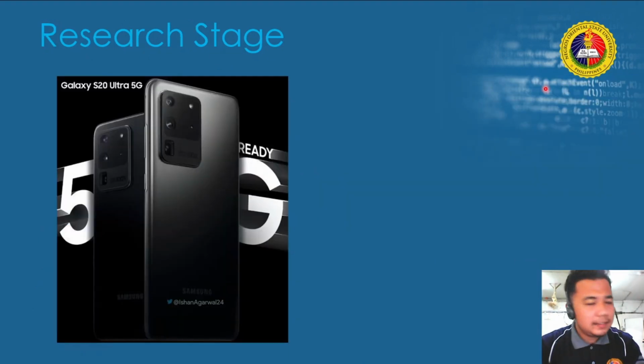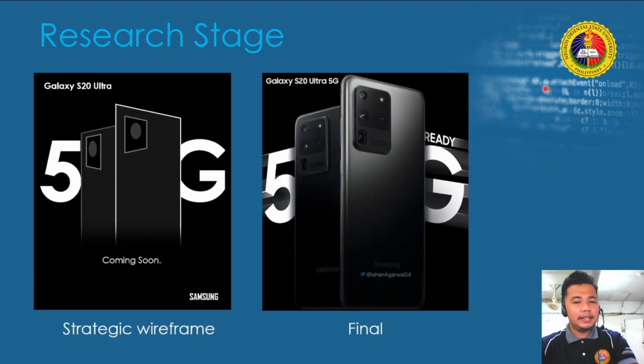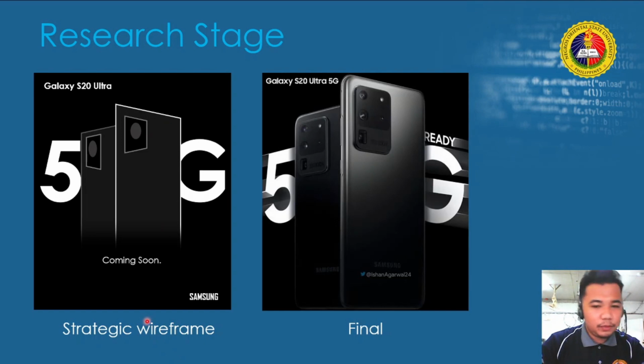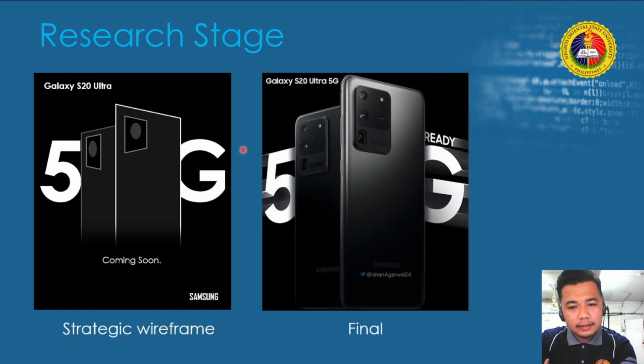All right, so this is going to be the final poster for the Samsung Galaxy S20 Ultra. As you can see, it is almost similar, or it is the actual rendered version of our wireframe a while ago. So let's try to compare both of them. Okay, so you can see this was our strategic wireframe. This is how it looked when we created it while we were still in the strategic stage. And now that we are in the development stage, we basically develop everything that we came up with from our strategic stage.